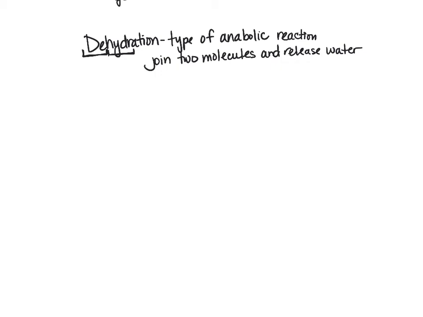So this is an anabolic reaction. So anabolic meaning we're building up. So in this case, we are going to be joining two molecules, building a more complex molecule by joining two molecules. And in the process of this, we actually end up releasing water. So if we think about if this is our molecule, we're going to have a hydrogen here and an OH here. And this can be the R group here, the rest of the molecule.